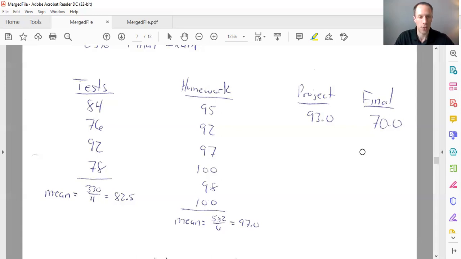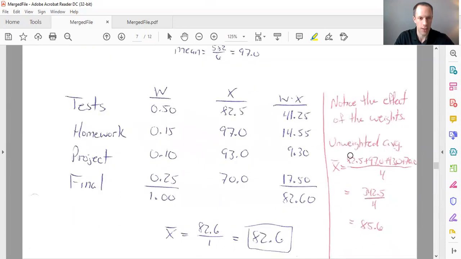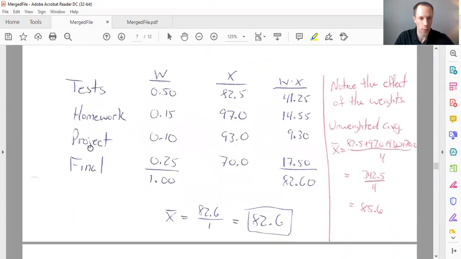If I want to calculate your overall grade in this class, I'm going to make a little chart like this, where I've got the test, the homework, the project, and the final exam, and I'm going to list the amount of weight associated with each category. So these are those percentages. I just put them in decimal form. And then I list your scores. Your test average was 82.5, your homework average 97, project 93, and final exam 70.